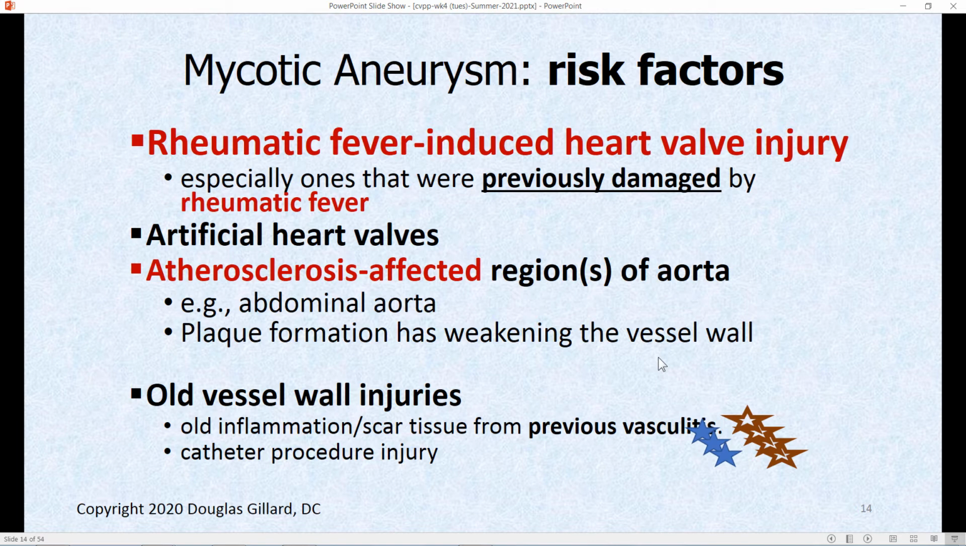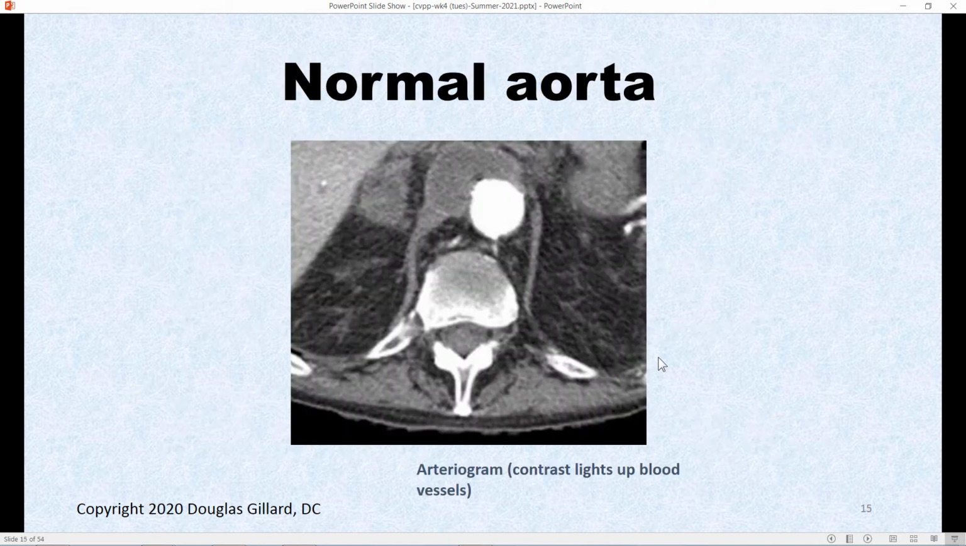And that's the definition of an aneurysm. They invade the wall of a blood vessel or the heart, and they can cause an aneurysm that way. Artificial heart valves, atherosclerosis, inflammatory process. Also, if you have plaques, that also is sticky, and bugs can stick to that and really make that area weak. Old vessel wall injuries from previous vasculitis or catheter procedures are also risks. Anywhere there's scar tissue which messes up the laminar flow, bugs can stick and ultimately form an aneurysm.